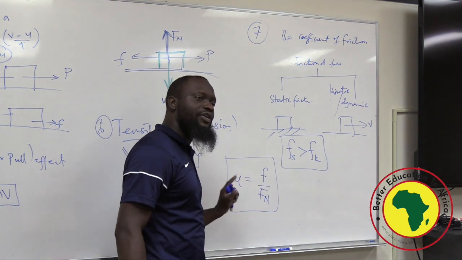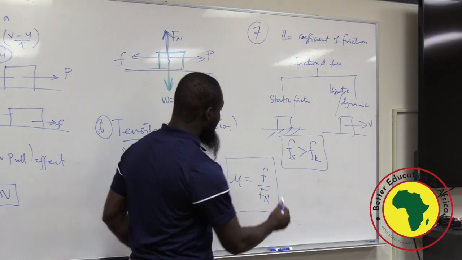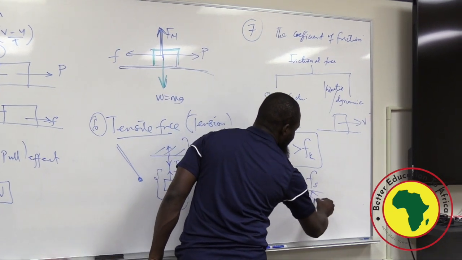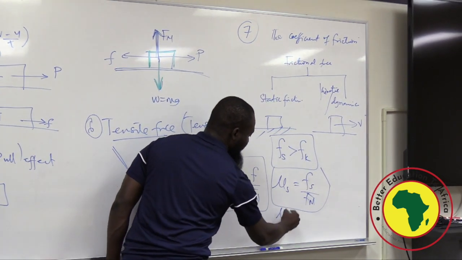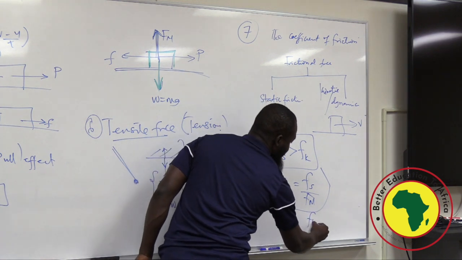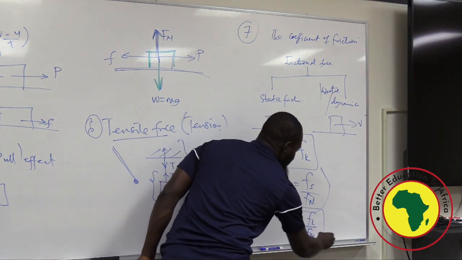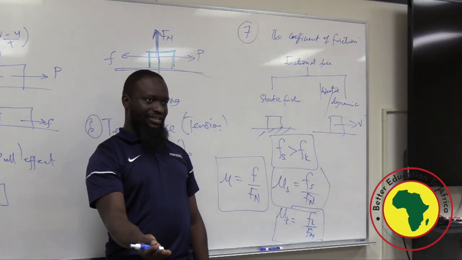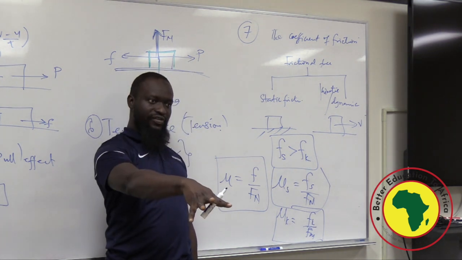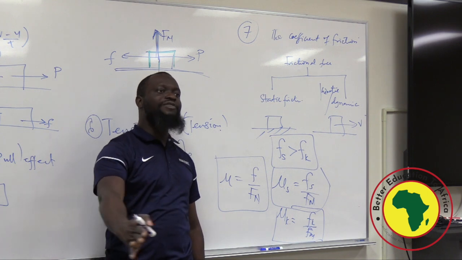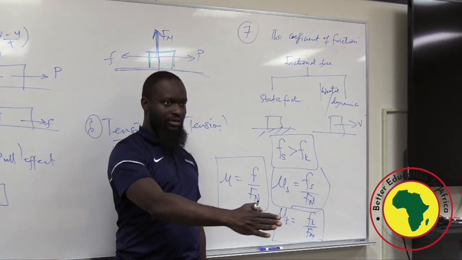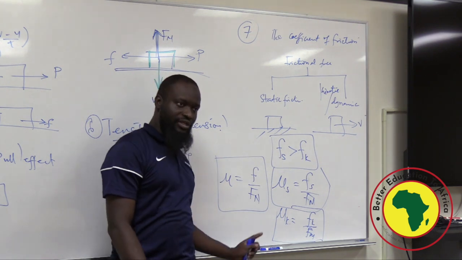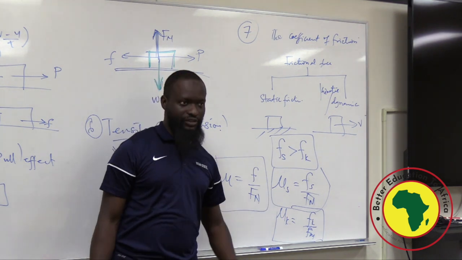So we have two kinds of coefficient of friction because we have two kinds of friction. The static coefficient of friction is the static friction over the normal force. And the kinetic coefficient of friction is the kinetic friction over the normal force. So it's a constant for every surface. When I have an object on that surface, it's going to tell me how rough that surface is for the object to move. So we have the coefficient of kinetic friction and the coefficient of static friction.